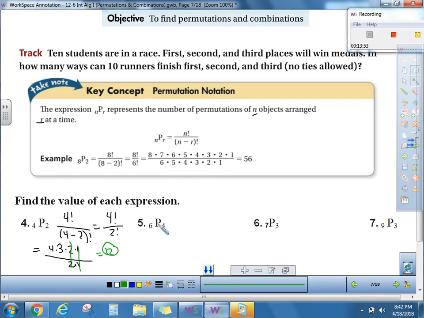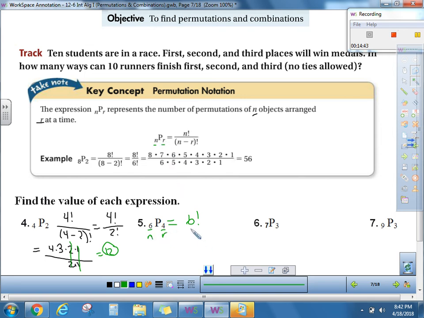Okay, for this next one, we have 6 objects, and we're arranging 4 at a time. So this might be something like you have 6 students in class, and you're awarding the first 4 medals. How many different ways can you have those 6 students be ranked first, second, third, and fourth? That would be an example of a permutation where that order really, really matters. So here I have 6 factorial. That's the number of objects here that we're choosing from. This is like your n from your equation right there. This is like your r from your equation right here.